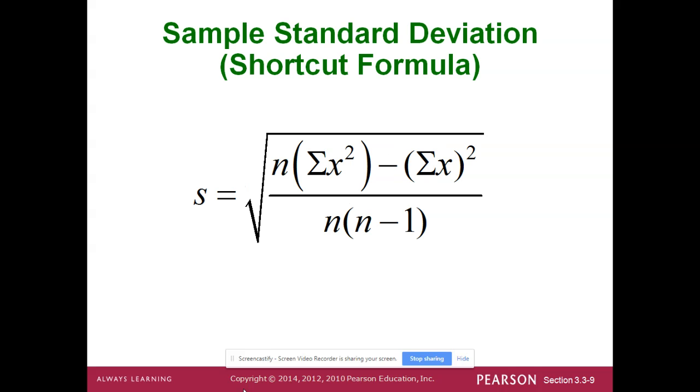Here is a shortcut formula for that. It involves taking the sum of the squares of each data point and then the sum of all the data points and then squaring that value. And then you multiply the sum of the squares by n, subtract, and then you're dividing by n times n minus 1. It says shortcut formula. The formula's got more stuff in it, but it's actually fewer operations if you had to do it by hand.